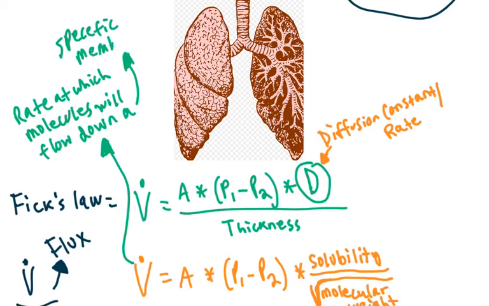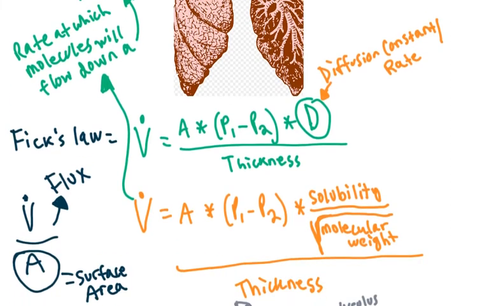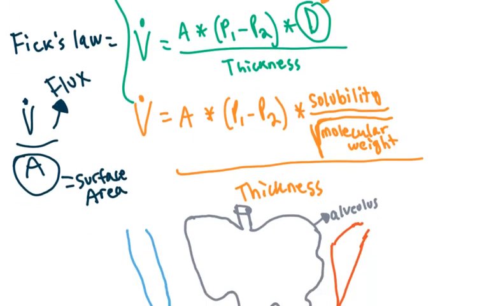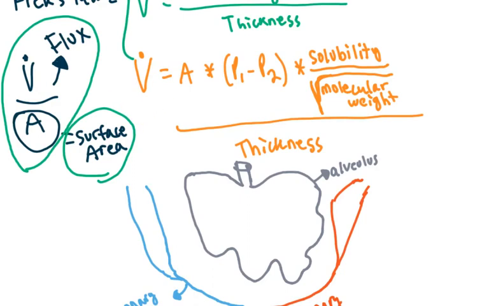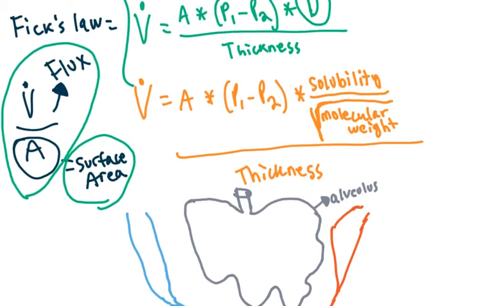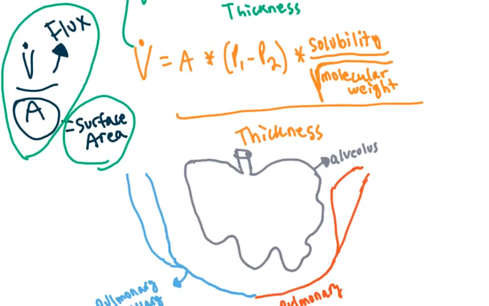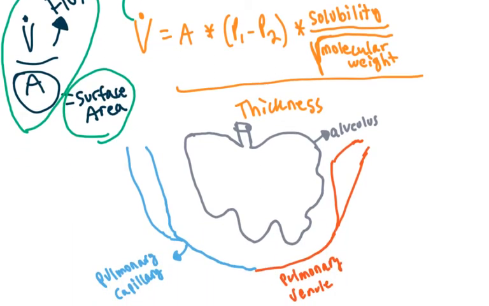Or you could think of it as a barrier, right? So that's what that symbol means. And remember, we say flux if we're talking about the rate at which those molecules flow, given a specific surface area. So if our surface area decreases, our whole rate at which the oxygen molecules can flow to the pulmonary blood vessels will also decrease. Similarly, if we increase the surface area of our alveoli, the rate at which the molecules will flow into our pulmonary capillaries will increase.